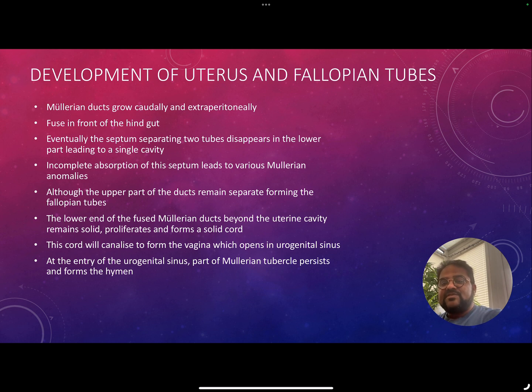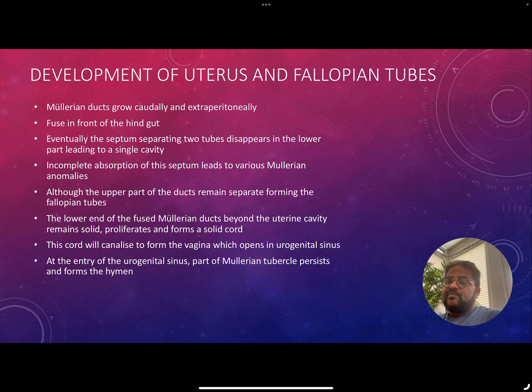Eventually, the septum separating these two tubes disappears in the lower part, leading to a single cavity. And incomplete absorption of this septum leads to various Mullerian anomalies. So, if they don't fuse, then you will get uterus didelphys, where you will have two uterine horns and sometimes two cervices, and if the septum persists, you can get two vaginas as well.